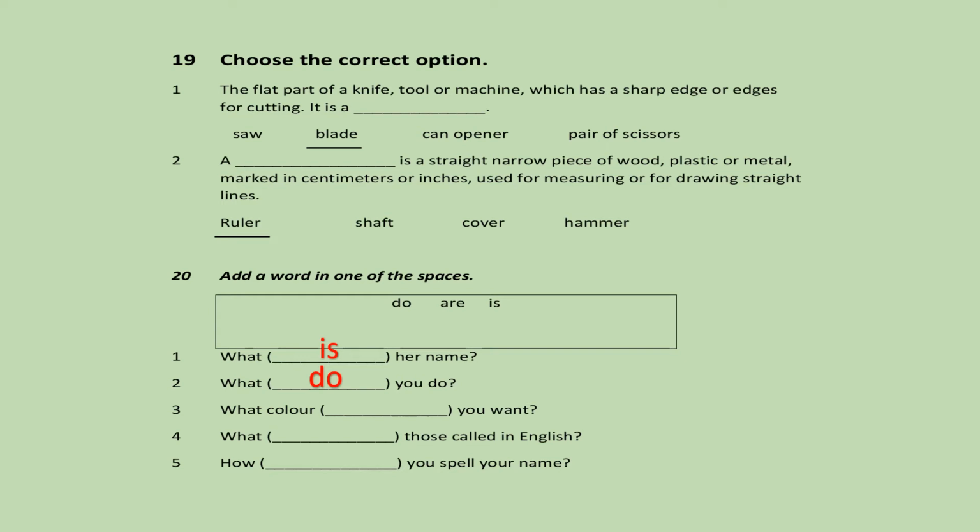Number 3, what color you want. What color do you want? And number 4, what those called in English. What are those called in English? And number 5, how spell your name. How do you spell your name?